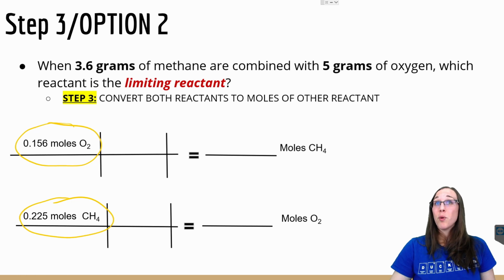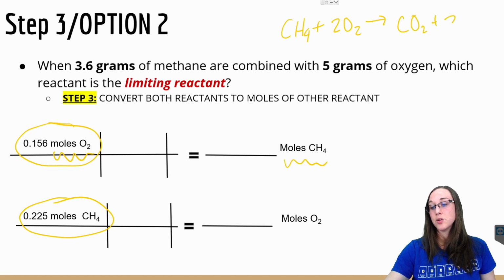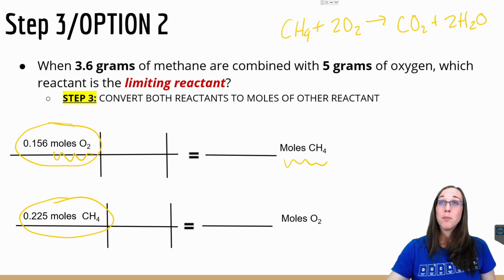Now we need to convert both reactants to moles of the other reactant. So I was starting with moles of oxygen, and now I'm converting it to moles of methane. That's the other reactant in the equation. In order to go from moles to moles of one chemical to another, that's where I use the mole ratio. So again, let's take a look at our balanced equation. We had CH4 plus 2O2 forms CO2 plus 2H2O. So my mole ratio of oxygen and methane is 1 to 2.